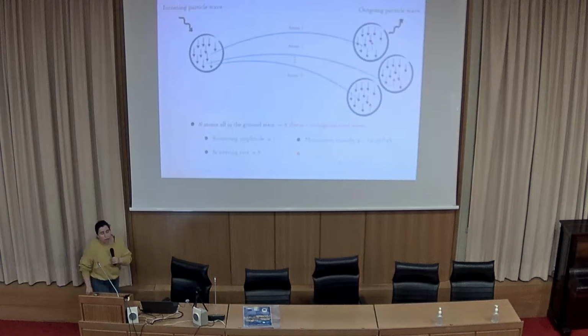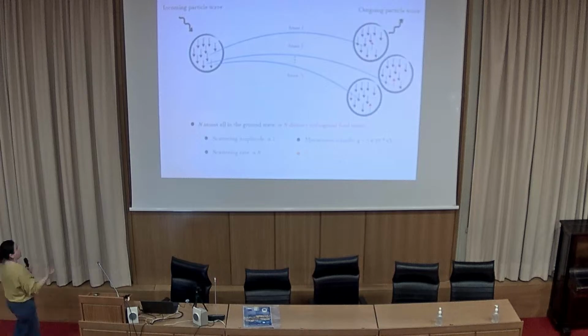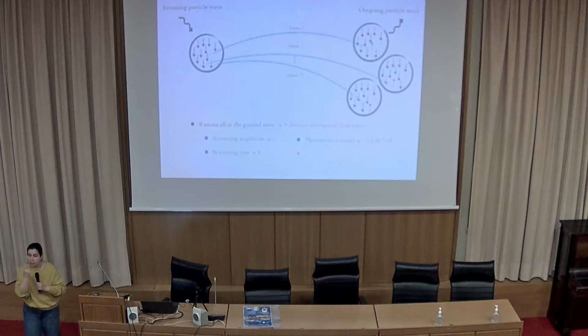So now let's look at the following process. Let's look at what happens where we have a target of n atoms, where all the atoms start from the ground state, and we ask the question again, we try to calculate the scattering rate of an incoming particle wave from this target, and at the same time we demand, in the process that we care about, that the incoming particles excited a single atom.